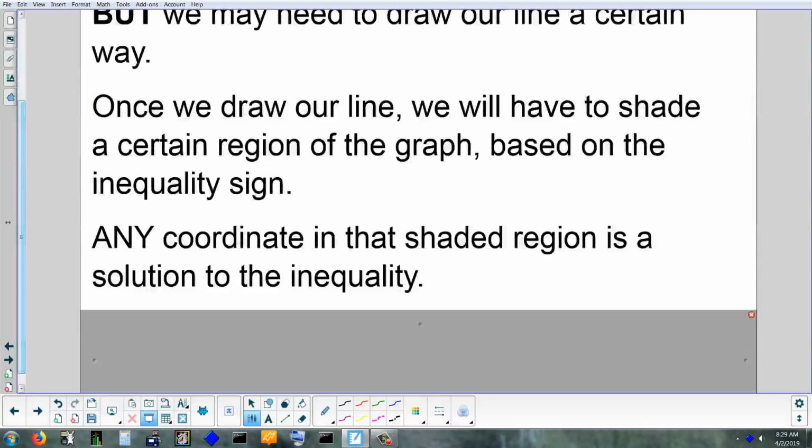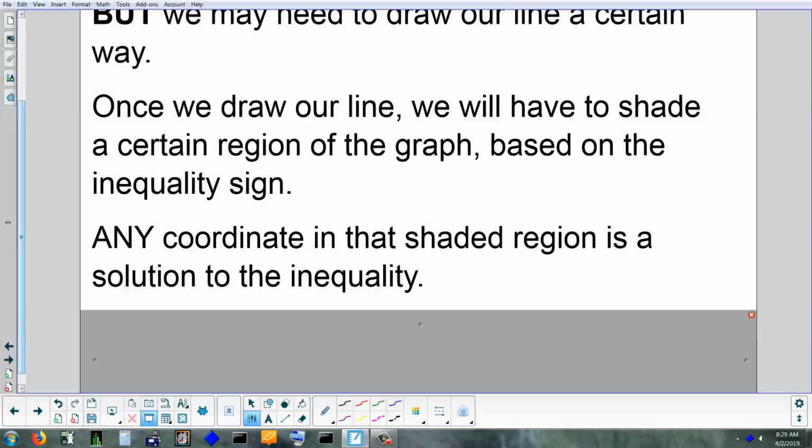Once we draw a line, we have to shade a certain region of the graph based on the inequality sign. So you have to look at the sign. You can see on the front side of your notes, we're going to give you a chart with the inequality sign on the problem, boundary line, and area to shade. Depending on the inequality sign, you may draw a dotted line or a solid line. You may have to shade above that line, or below that line. And any coordinate in what you shaded is a solution to that inequality.